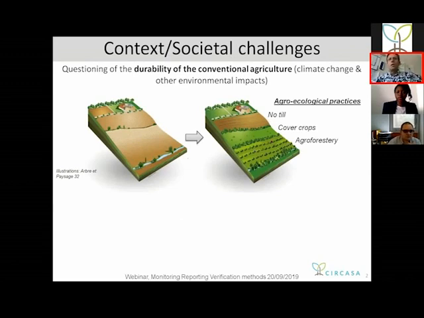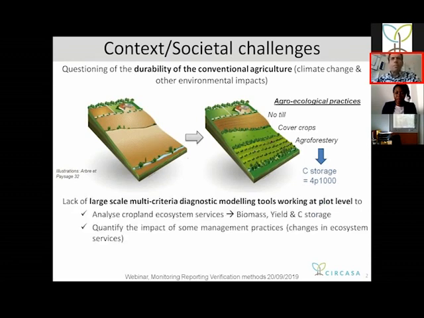What we are looking at is trying to estimate the change in soil organic carbon content associated to some agroecological practices or corresponding to different kinds of crop rotations, and we are mainly interested, concerning the agroecological practices, in the effect of cover crops that we try to address with our modeling approach in order to calculate the carbon storage effect.